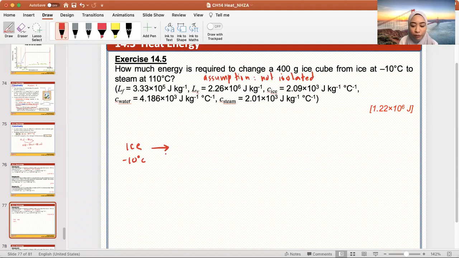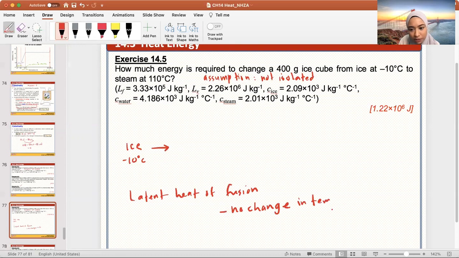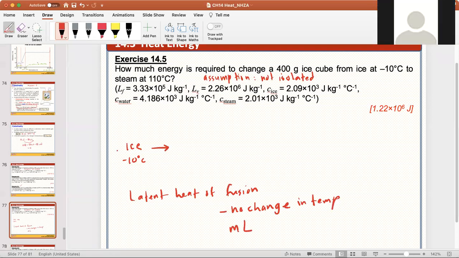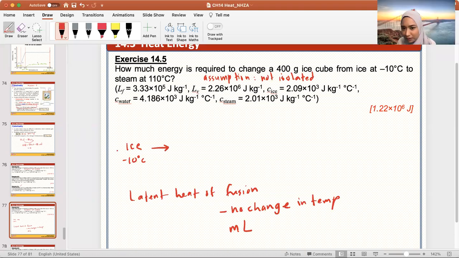Okay, correct. But before it becomes water, what does it have to go through? Latent heat. Latent heat of fusion. Okay, I'm just going to write that first. Latent heat of fusion. There's no change in temperature, right? No change in temperature. The equation is ml. So how does my ice at -10 degrees Celsius becomes water at -10 degrees Celsius?